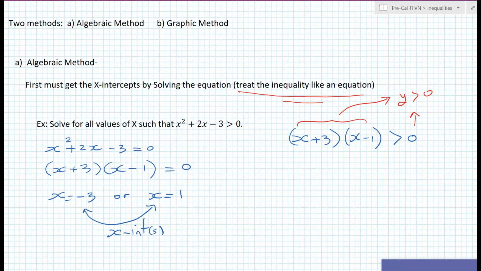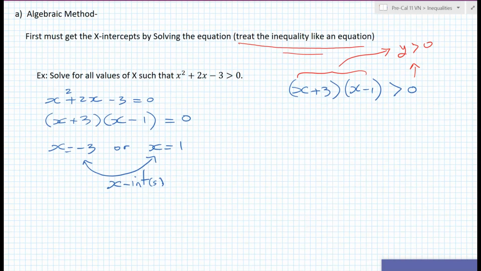So algebraically, this is the process. Remember that there are two ways to get a positive value. If you have two numbers that are positive when you multiply them to each other, you're going to get a positive value. So that's a positive value there.